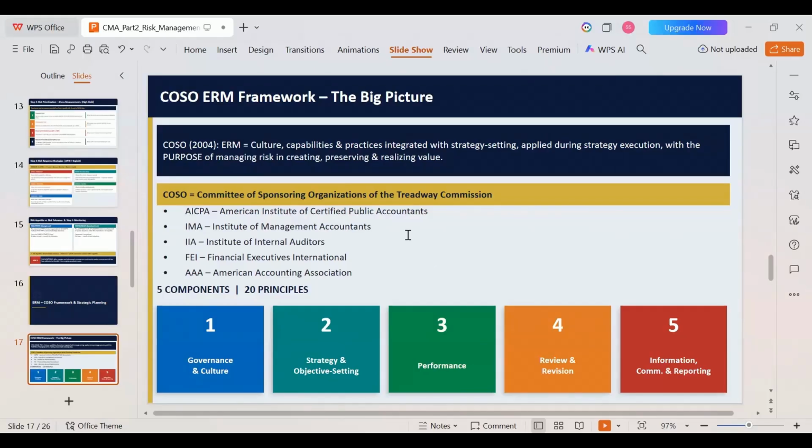So what is this COSO? Committee of Sponsoring Organizations of the Treadway Commission. Okay. And in the year 2004, they brought up the new definition. They brought up the concept of ERM. So what was the purpose behind this ERM?